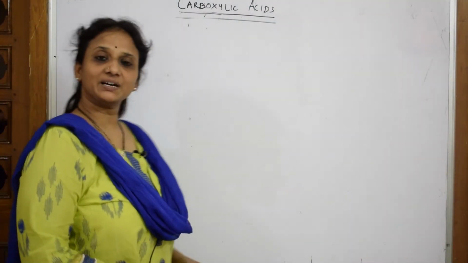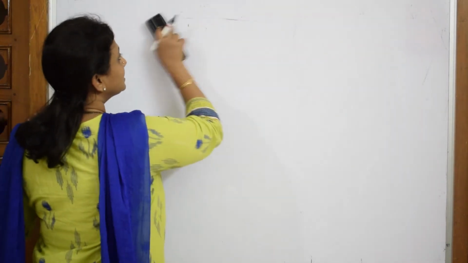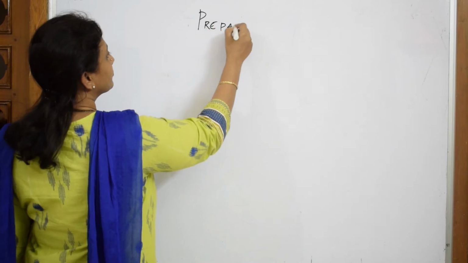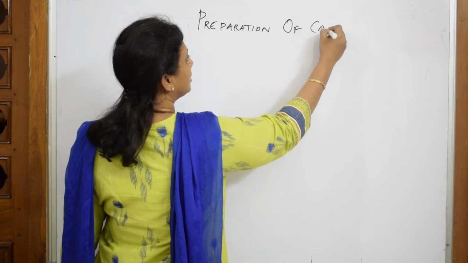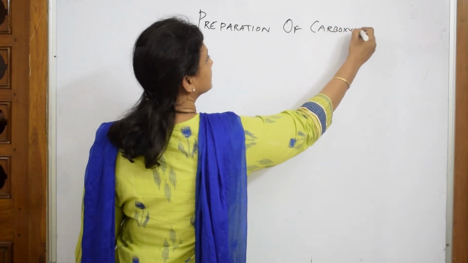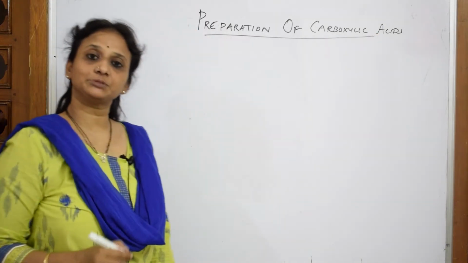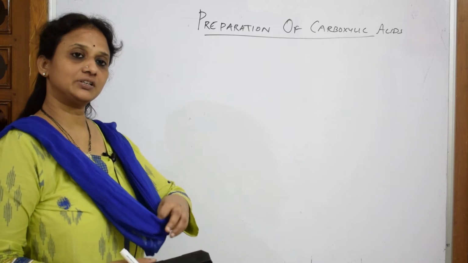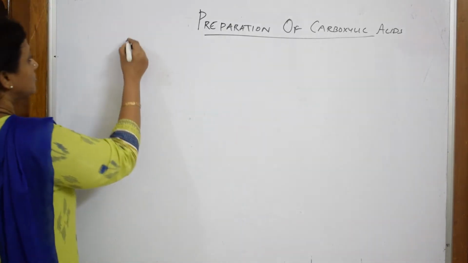So students, let's come back and start with the preparation of carboxylic acids. Let us write the heading: preparations of carboxylic acids. Basically, I said we are going to prepare carboxylic acids by oxidation, hydrolysis, then from Grignard's reagent, and we'll also be preparing from alkenes. So let us start with the first one, oxidation.